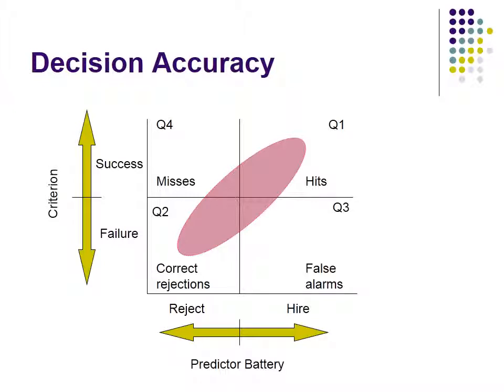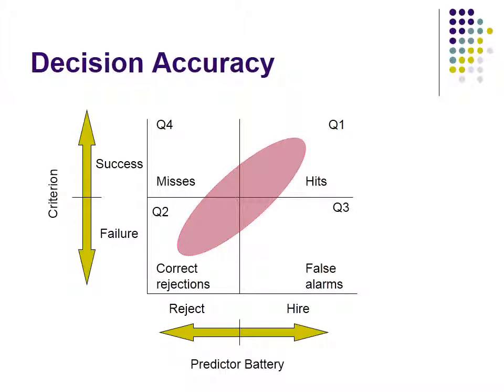Q4 is misses. Those are people that if we had hired, they would have done fine, but they didn't meet the minimum score in the prediction battery, so we missed them. These were people we should have hired. And finally, Q2 is the correct rejections. These are people that we said wouldn't do a good job, and if we had hired them, most likely wouldn't.